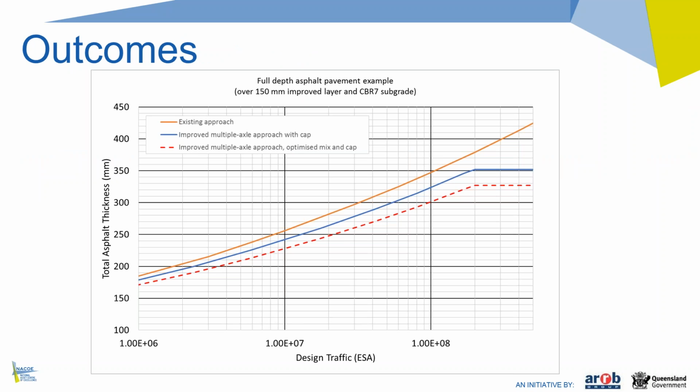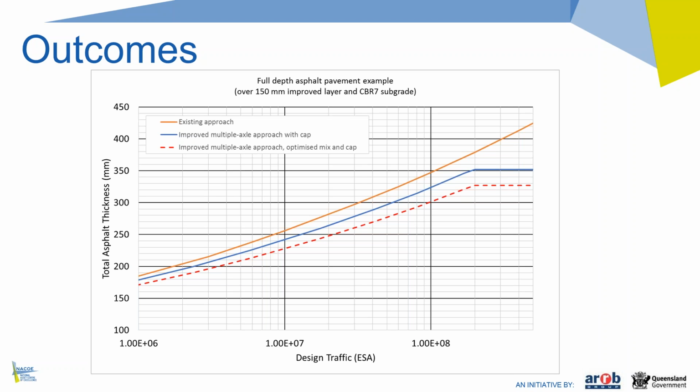Yesterday I showed a comparison of asphalt thicknesses for a particular case, which was a motorway, using the new or the proposed technical note. This chart shows a similar comparison using the same full depth asphalt pavement structure, but in this case for a wide range of traffic loadings. And this is a really nice summary of how all the changes in the technical note sort of come together and what the outcomes should be.